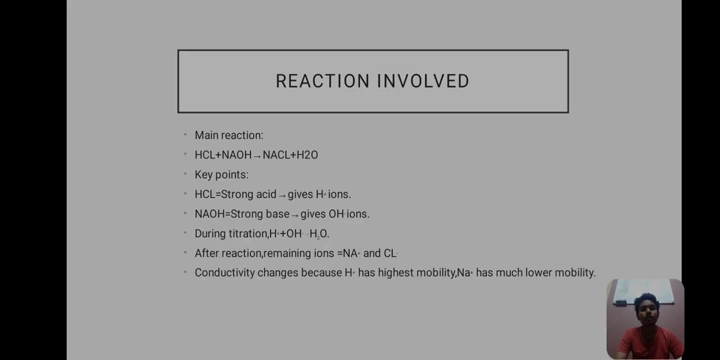Reaction involved. The reaction involved in this titration is HCl reacting with NaOH to form NaCl and water. HCl gives H+ ions and NaOH gives OH- ions. During titration, H+ and OH- combine to form water. After that, the solution mainly contains Na+ and Cl- ions. The conductance changes because H+ ions have very high mobility compared to other ions.